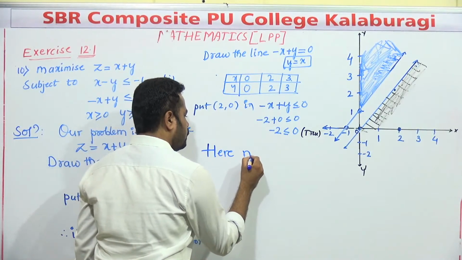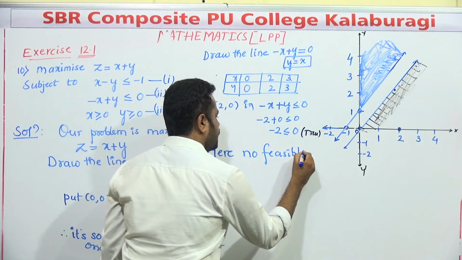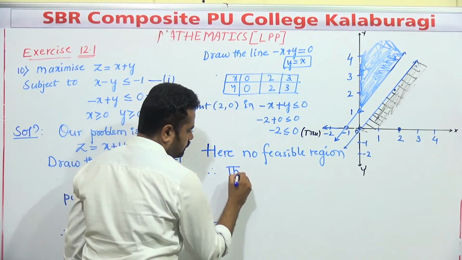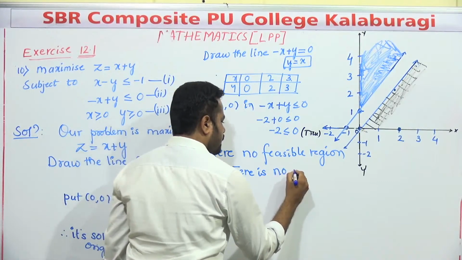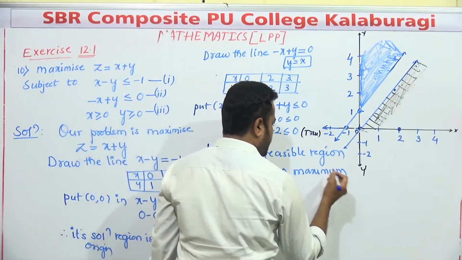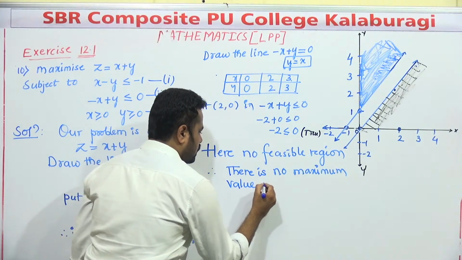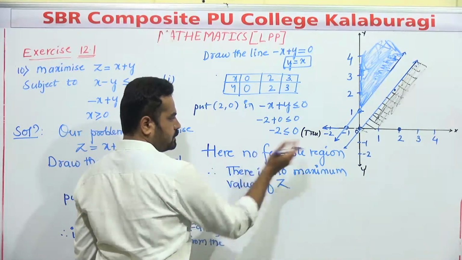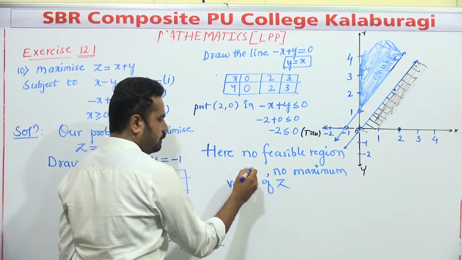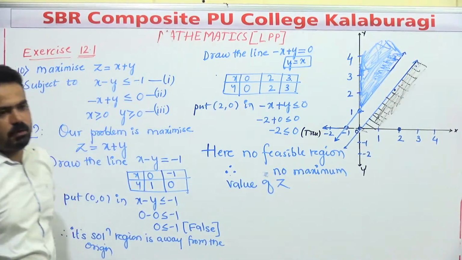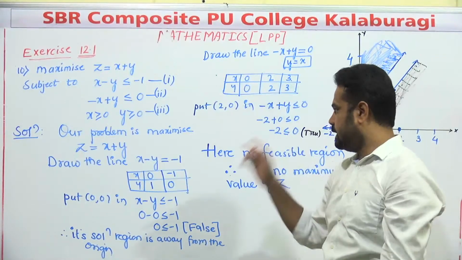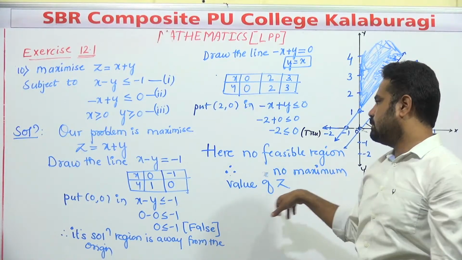Here no feasible region. Therefore there is no maximum value of Z. That is, here no feasible region, therefore no maximum value of Z. Because we are not getting a feasible region, we cannot calculate the maximum.